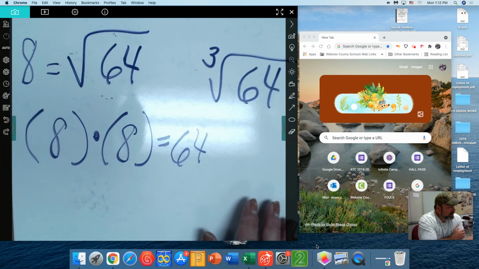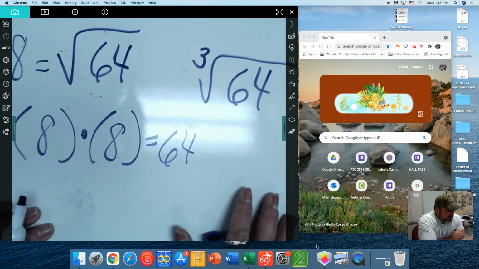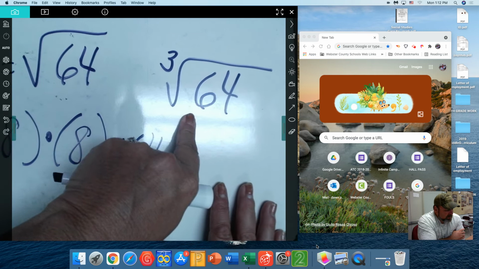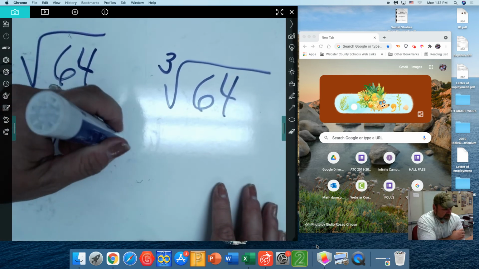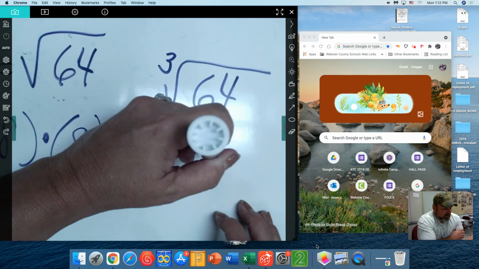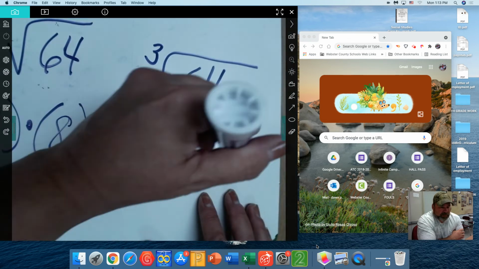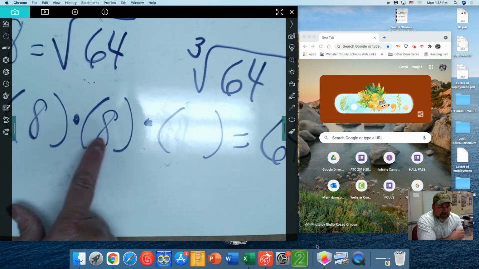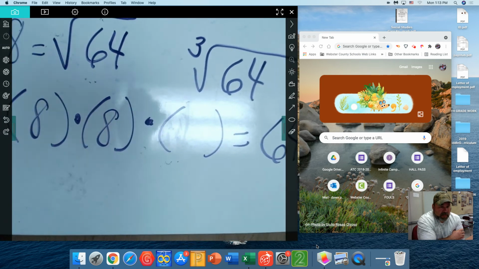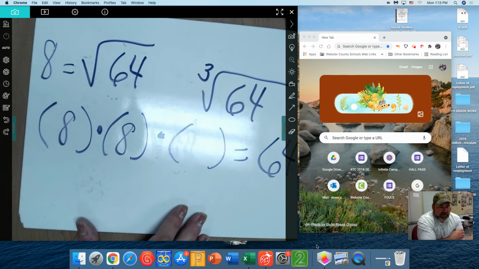Nobody ever does that. Now, if on the other hand, they ask me to find the cube root of 64, then I actually have to add another parentheses because it's a number multiplied by itself. And that's the tricky thing. A lot of people just think you put 3 random numbers. It has to be the exact same number.